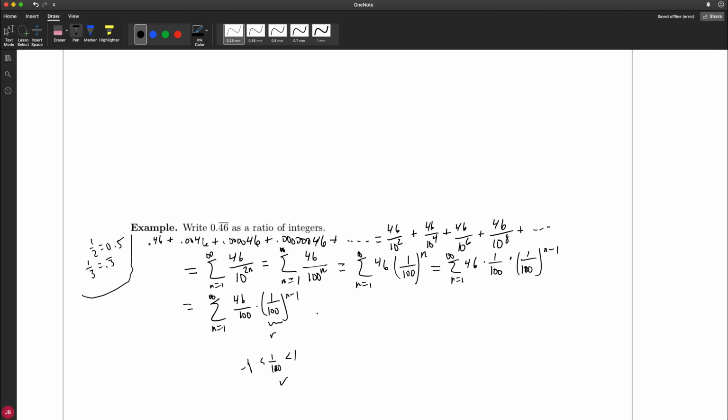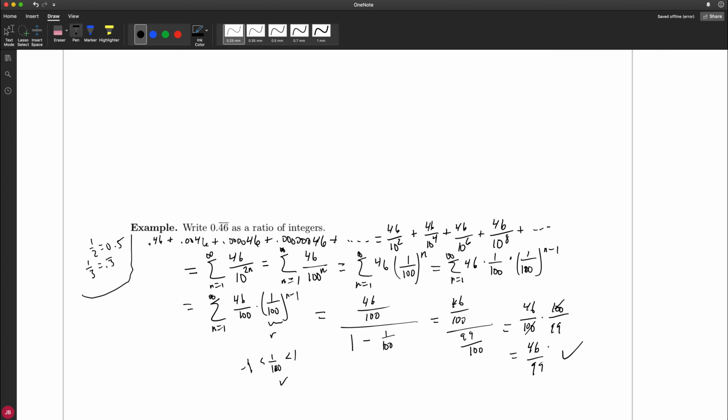So what I get is just a over 1 minus r. 46 over 100, which is my a value, over 1 minus 1/100th, which is my r value. Well, this is 46 over 100 divided by 1 minus 1/100th, which is 99/100ths. So I get 46 over 100, flip and multiply, 100 over 99. And that's why I left it unsimplified, because these 100s nicely cancel for us. And so that's 46 over 99. Beautiful, right?